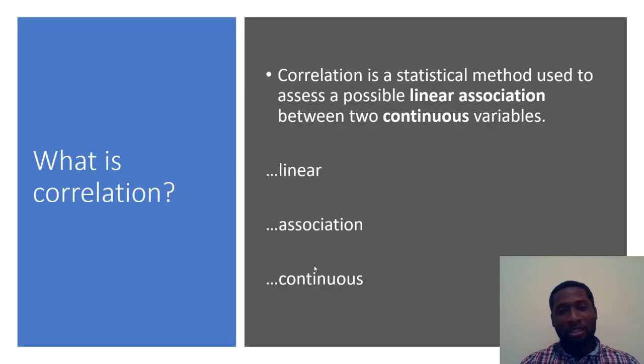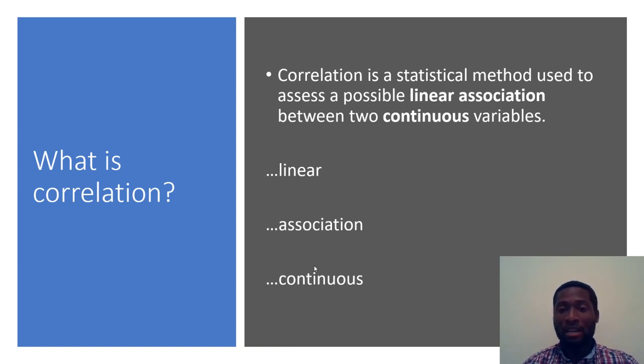Simply put, correlation is a statistical method that is used to assess the possible linear association between two continuous variables. As you can see, I have isolated the keywords in this definition: linear association and continuous variable. So we're not looking at a relationship that is a curve, or cubic or quadratic in nature. We're looking at a linear relationship between two continuous variables.